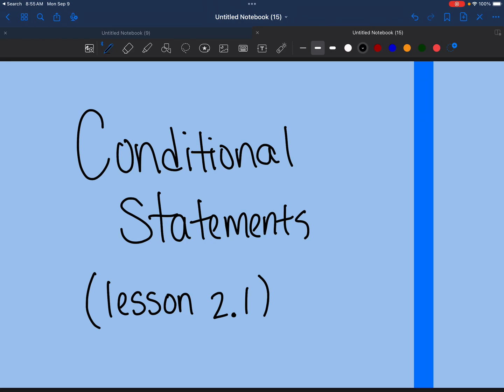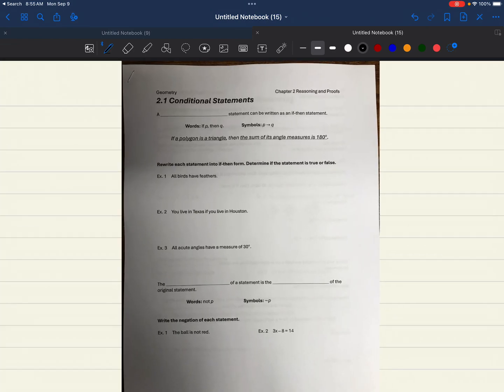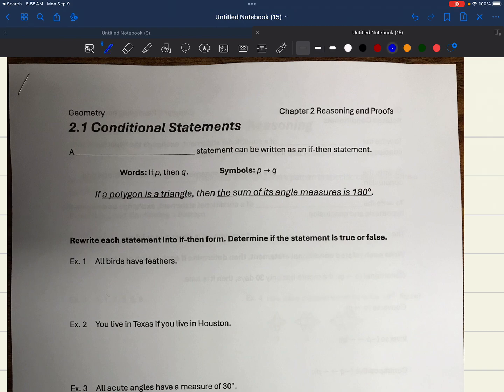Okay, today we're going to start chapter 2. Chapter 2, we're going to talk about just some different statements that we use, some different laws or rules we use to rewrite specific things, and state whether things are true or false. So today specifically, we're talking about conditional statements. On the first page of your notes, we're going to go through some of these things together.